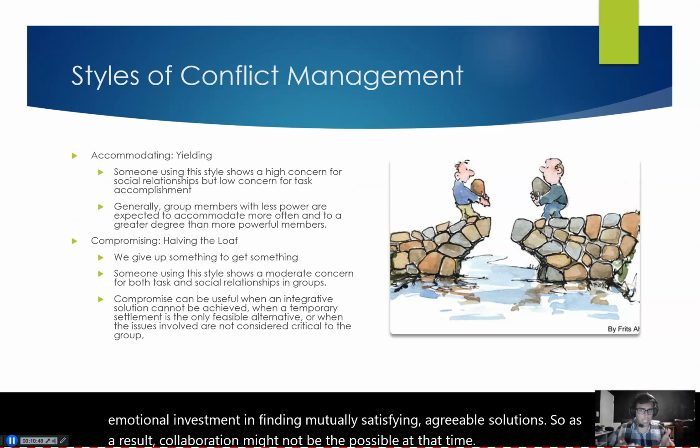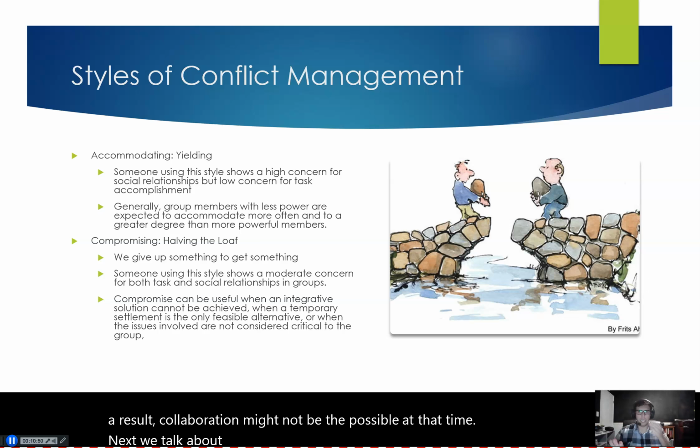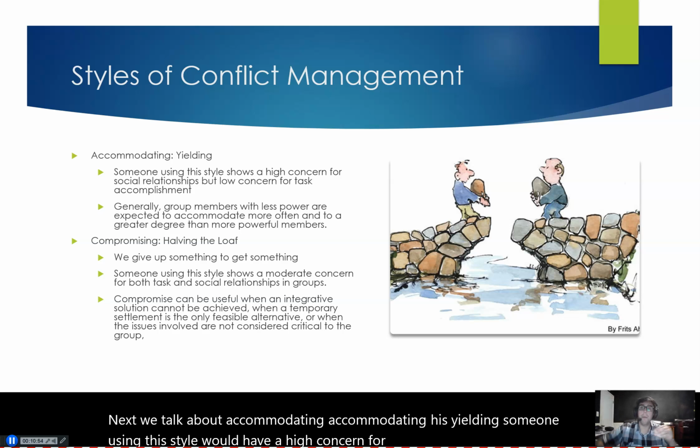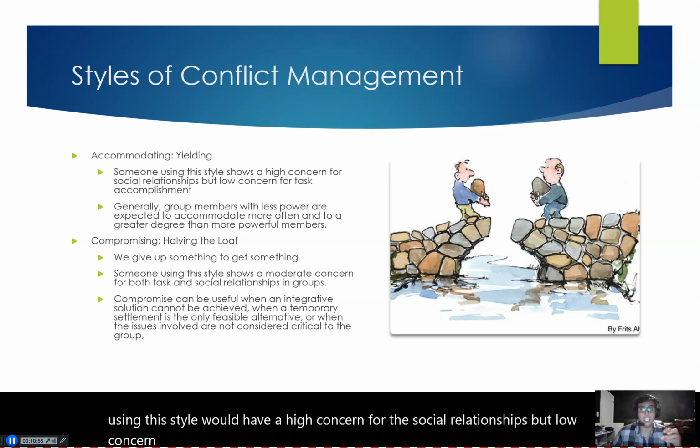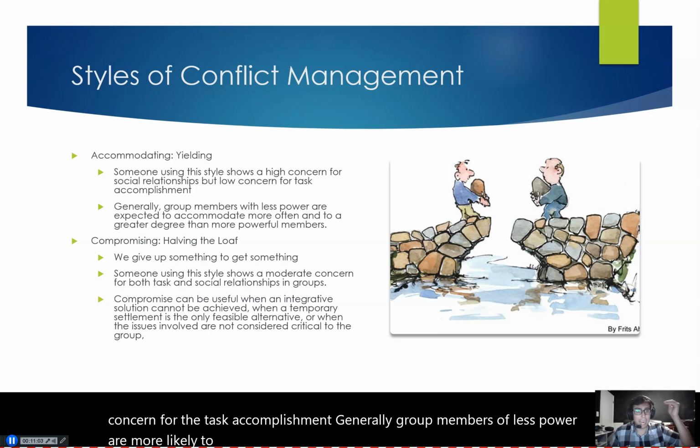Next, we talk about accommodating. Accommodating is yielding. Someone using this style would have a high concern for the social relationship, but low concern for the task accomplishment. Generally, group members of less power are more likely to accommodate to those of higher power to a more often degree.